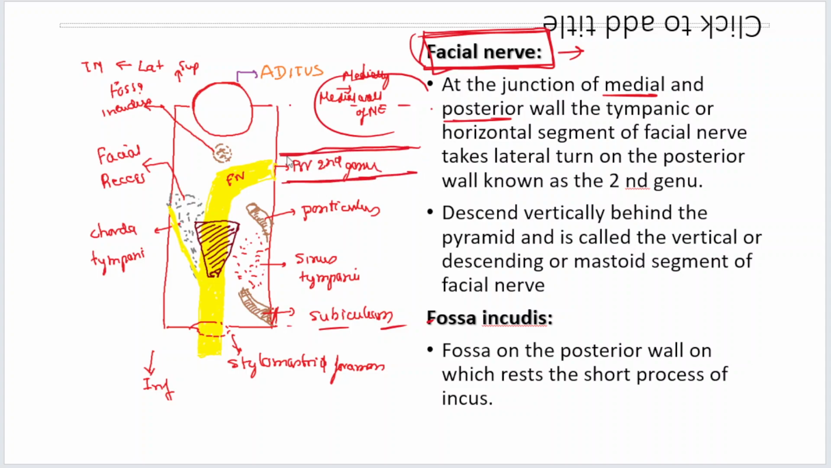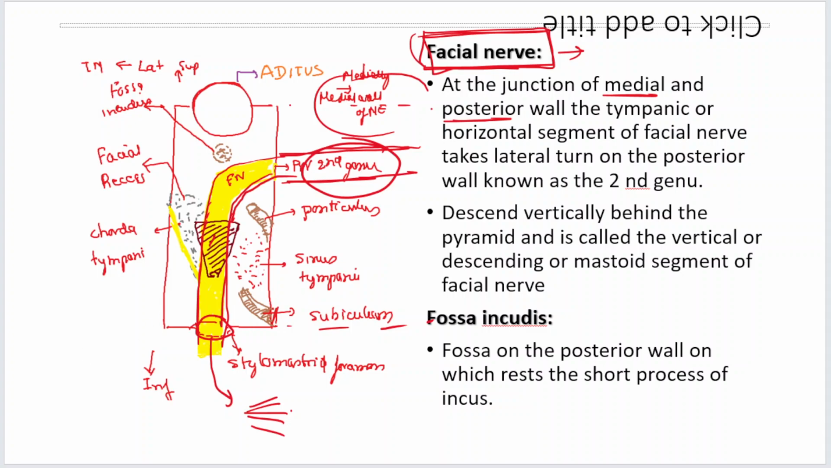There it turns onto the posterior wall, and this turning is called the second genu. It passes vertically downwards to come out through the stylomastoid foramen, and from there it will supply the pes anserinus, where it supplies the muscles of facial expression. In the posterior wall, it goes vertically downwards in the middle of the posterior wall, present behind the pyramid.